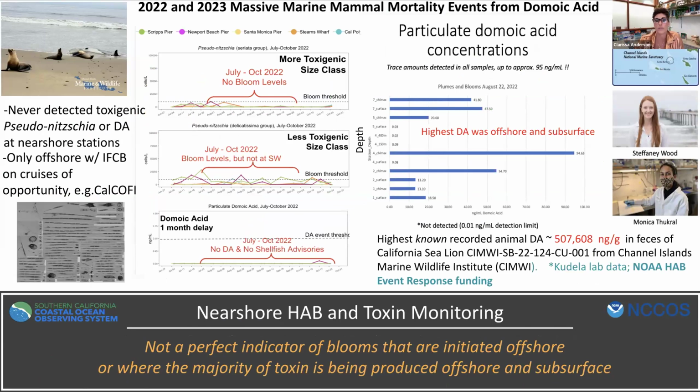But we were able to get on some cruises of opportunity. In this case, this is a Cal Coffee cruise that was going through the Santa Barbara Channel and hitting the center station, that would be the Plumes and Blooms Station 4. And what we saw was the highest domoic acid offshore and subsurface from that sampling. And this is actually a Plumes and Blooms sample, but we have a Pseudo-nitzschia image from Cal Coffee. So we're doing a whole bunch of these different things simultaneously. And lucky that we have that, because we wouldn't have known that these sea lions were really acquiring the toxin mostly in the subsurface. And this is out of reach of most of our routine sampling.